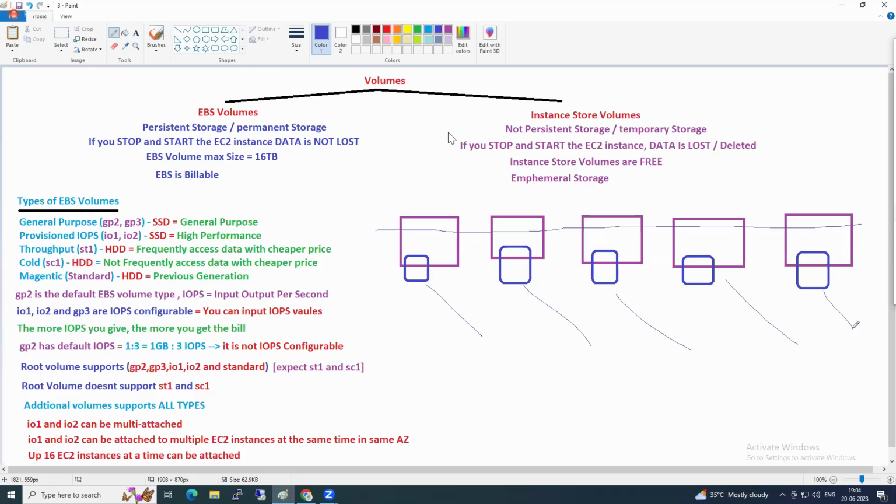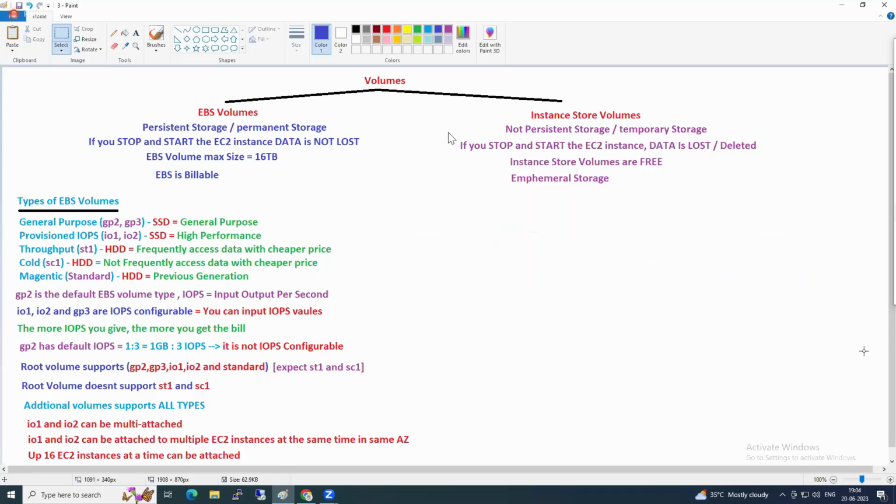This is a certification question. In interviews they'll also ask, is it possible to retain the root volume if you terminate the instance? Answer is yes. If you ask how, there is an option called delete on termination, which should be unchecked. Understood? Do you understand the logic, everyone? Super. Don't worry, I'll write everything for you.